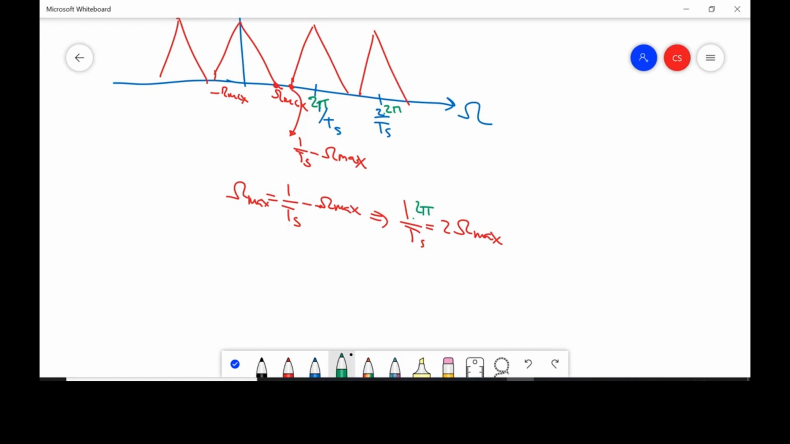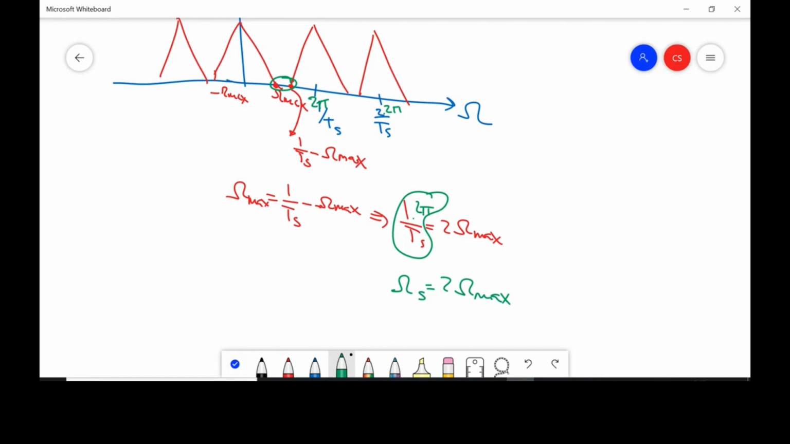Okay, so what is that? That is the frequency associated to the sampling rate. So this is omega sampling. And at omega sampling equal to 2 omega maximum, these two spectra, these 2 points, are the same one.